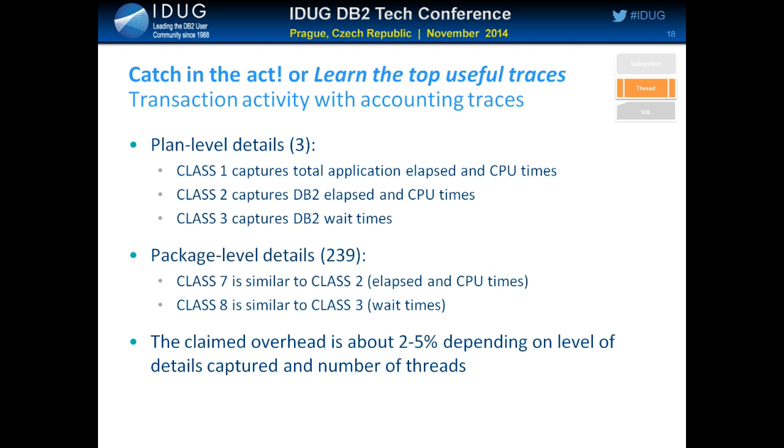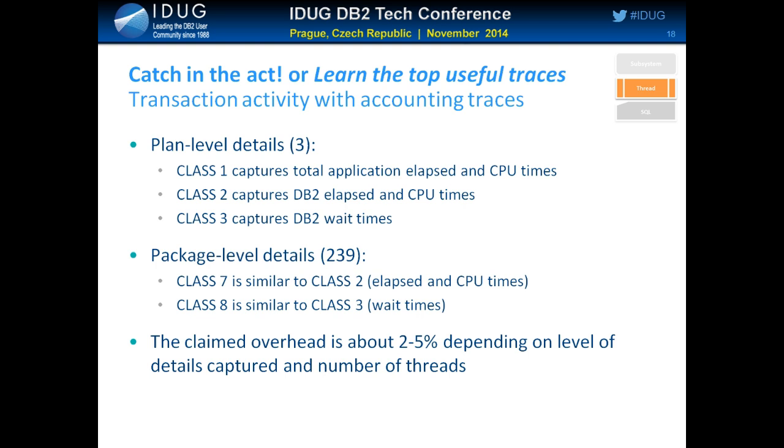Class 3 covers a bunch of different wait times. So if you spend time in I/O or in locking, this is the level of detail you will get. Then 239: if you want to get this record, you need to start these 2 classes. Class 7 will give you elapsed and CPU times, while class 8 will bring you the wait times, or suspension times, as they call it.